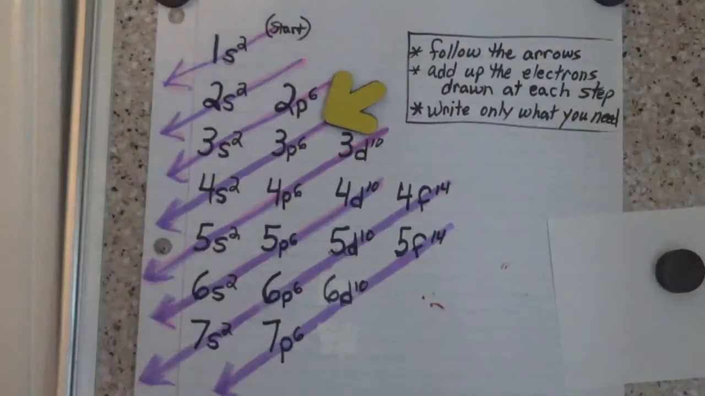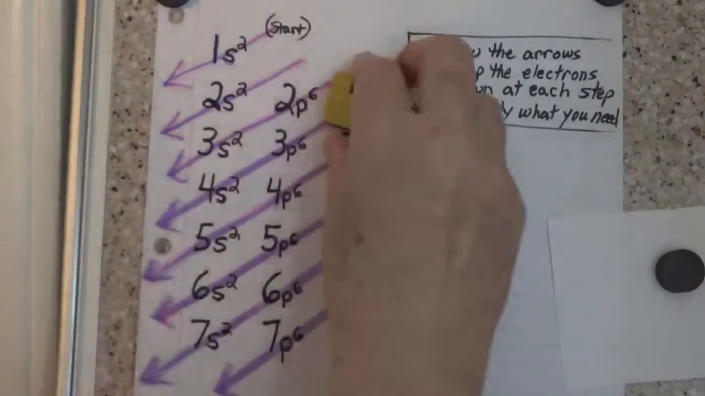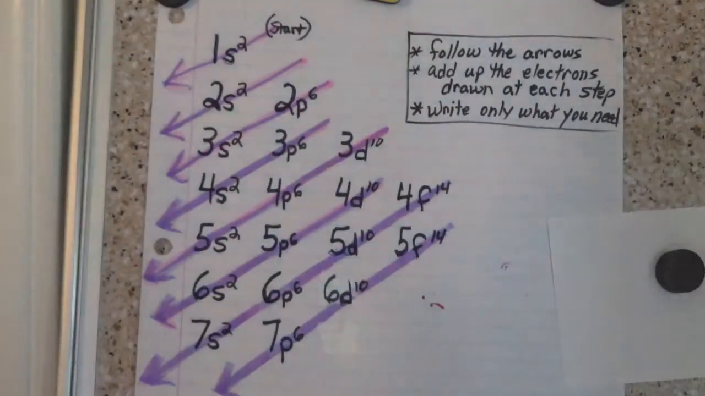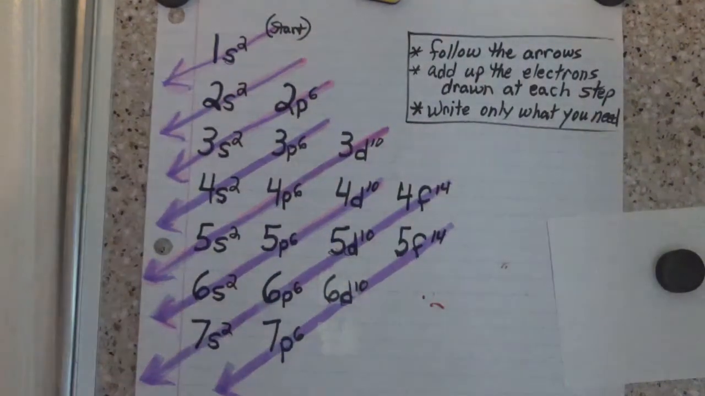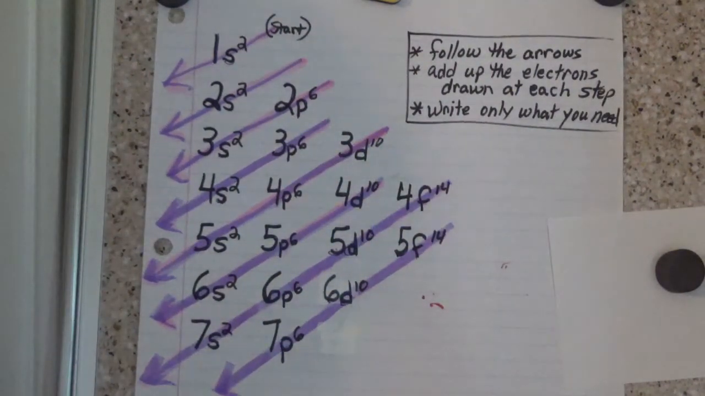Okay, let's do another element. This element is going to be a lot bigger. Use 2 index cards to cover how much we're going to write.